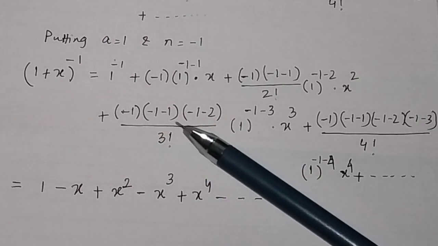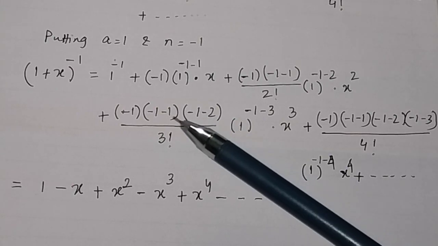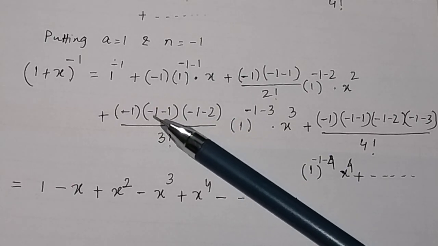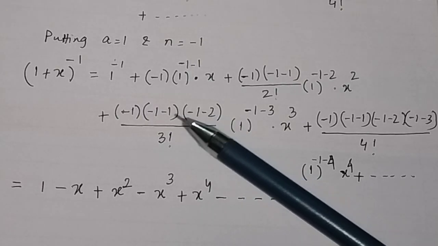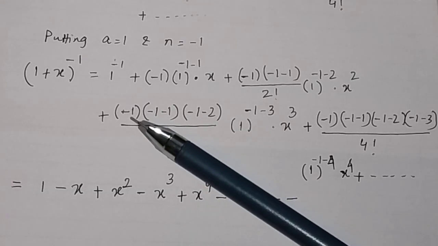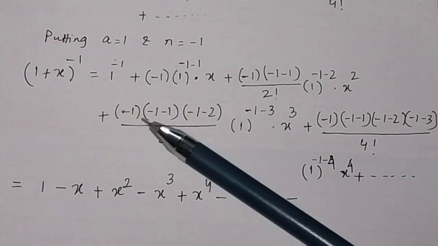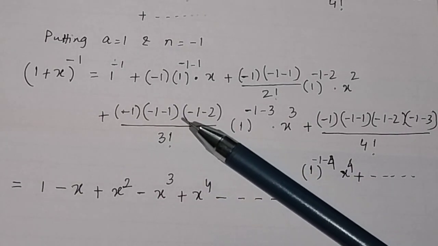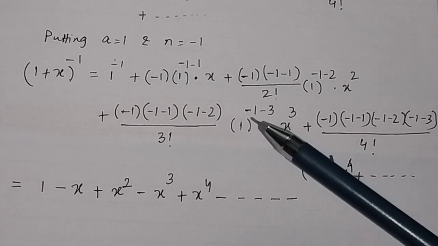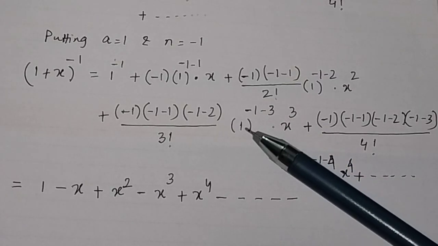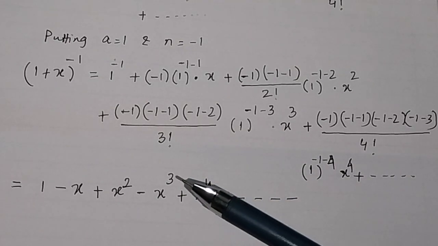Similarly, you see this term: minus 1 minus 2 is equal to minus 3, then minus 1 minus 1 will be minus 2. So minus again minus will be plus, and this will be again minus. Plus into minus will be equal to minus. So minus 1 into 2 into 3 is factorial 3, divided by factorial 3, so they will cancel, and any power of 1 will be equal to 1, multiplied by x cube. So this term will be equal to minus x cube.